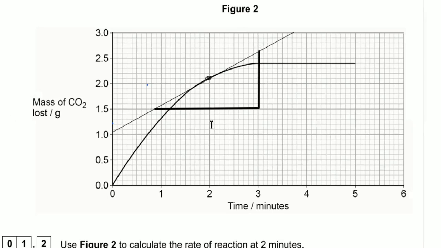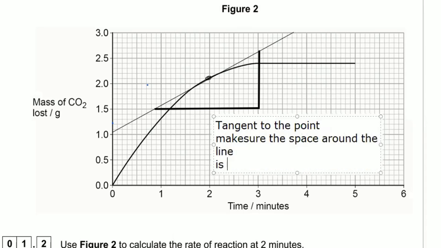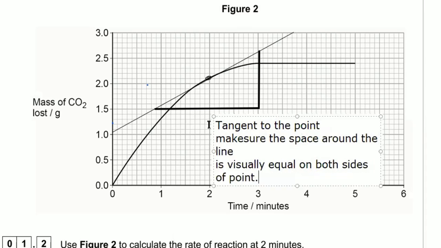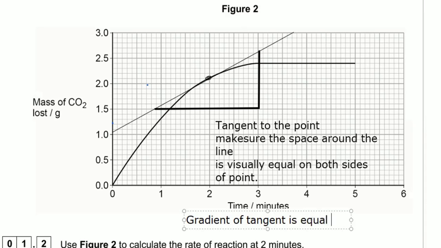I'm trying to make the units nice for myself, okay? So we're doing a tangent to the point. Make sure it touches both the axes. Make sure the space visually around each side of that line is equal. I've not done it too well. You can see the triangular space at the bottom is a little bit smaller, but it's going to come out roughly right. So now the gradient of that little tangent I've drawn is going to be equal to the rate of reaction at exactly 2 minutes.